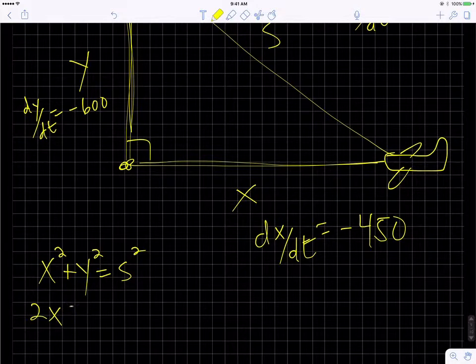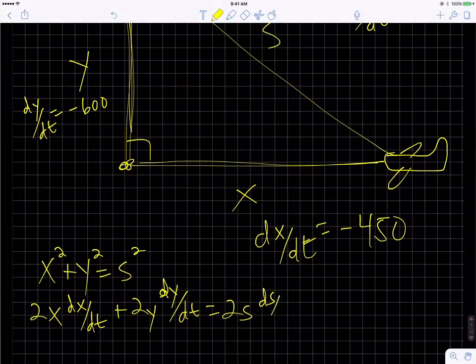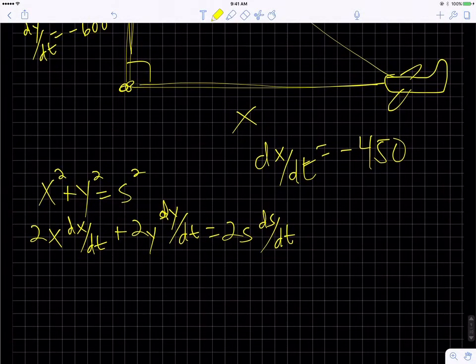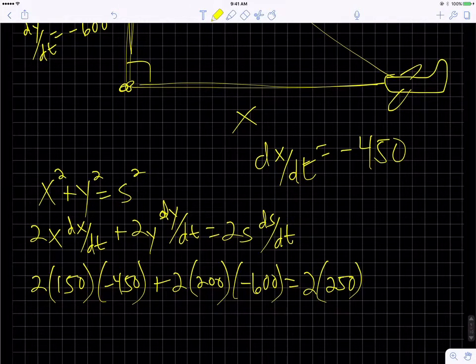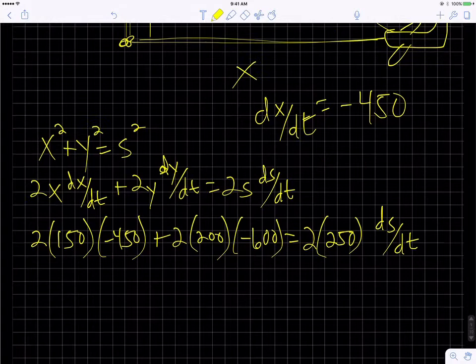So when I do my related rates equation by taking the derivative, I get this guy. So x, they tell me, is 150 miles out. We want to freeze it when x is 150, and dx dt is negative 450. Y, they tell me, is 200 miles away, and dy dt is negative 600. So s, by the Pythagorean theorem with 150 and 200, would come out to be 250. And ds dt is what we want to know. So I solve for ds dt.